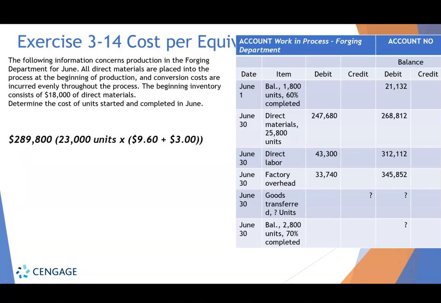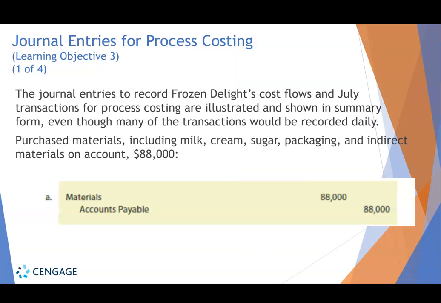Determine the cost of units started and completed in June. It would be 23,000 units times the equivalent cost per unit of direct materials and of conversion costs, 289,800.